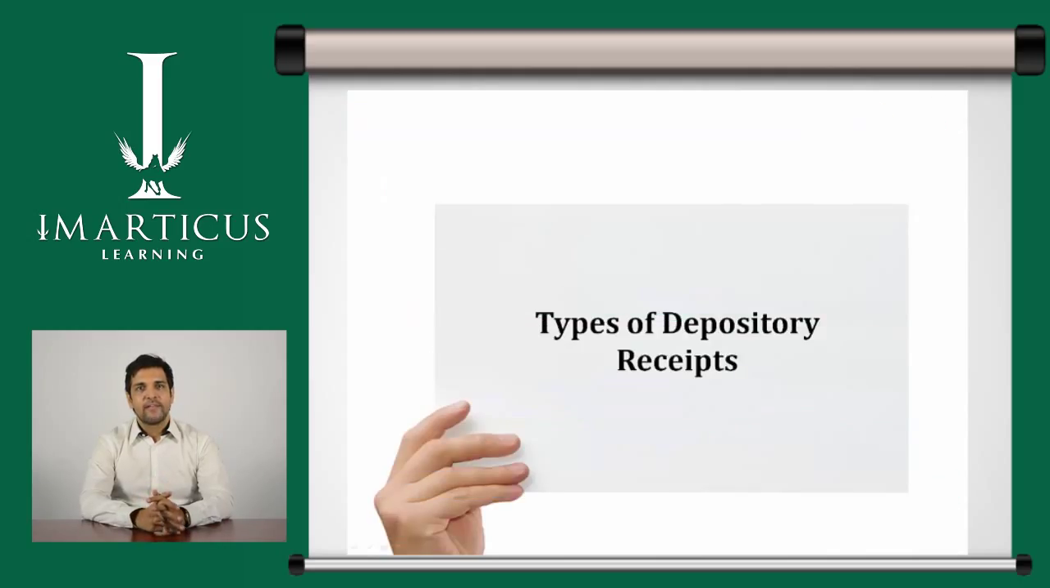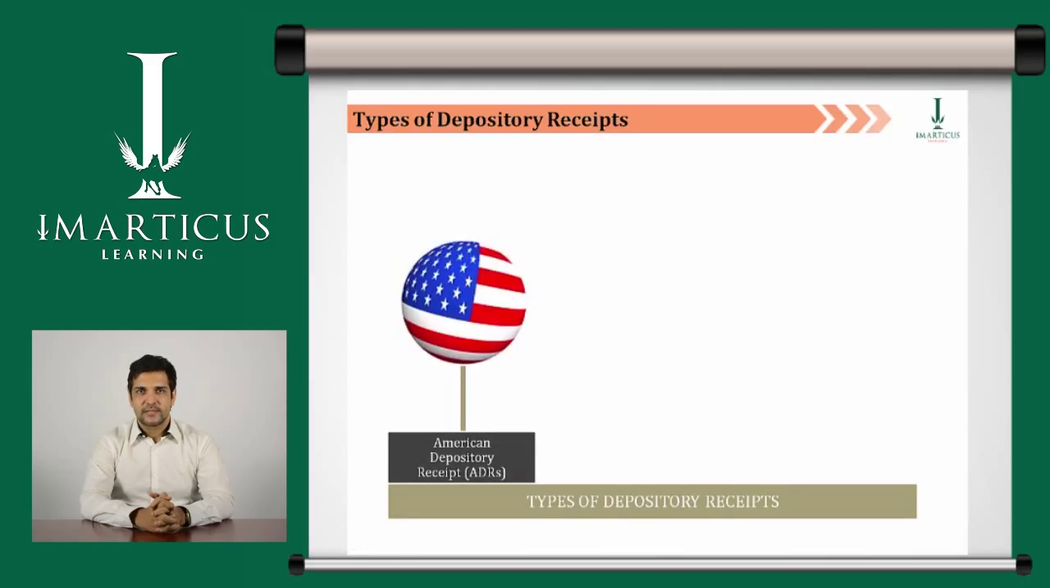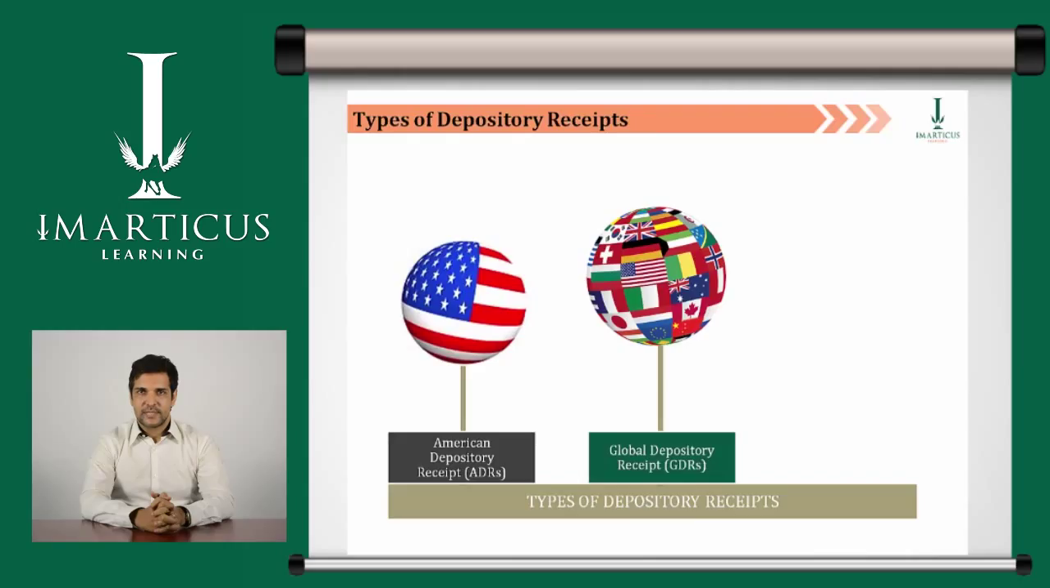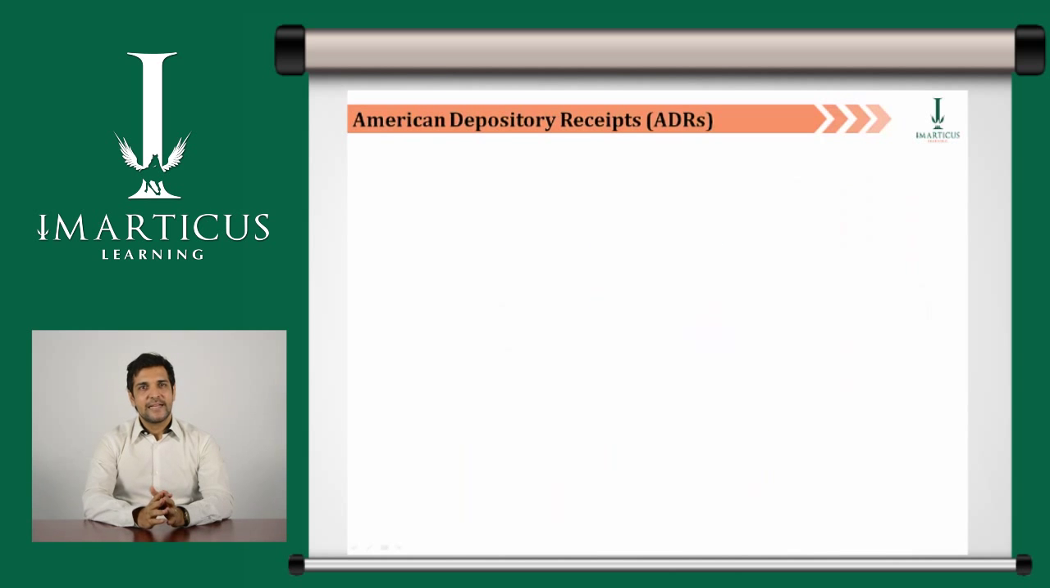We will now have a look at the different types of depository receipts. Moving on, there are two major types of DRs: American Depositary Receipts and Global Depository Receipts. And to give you a local flavor, we will also cover Indian Depositary Receipts. Let us now learn about American Depositary Receipts.